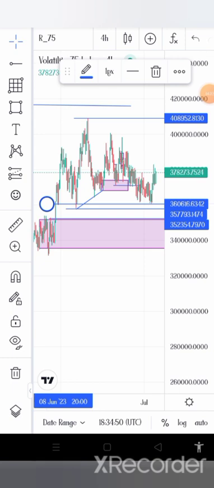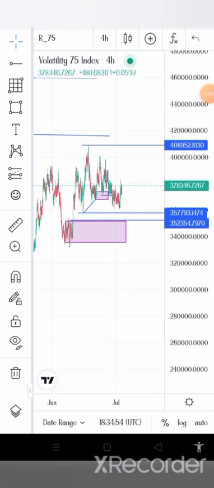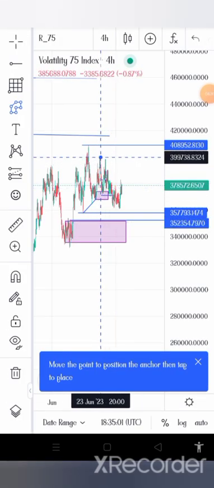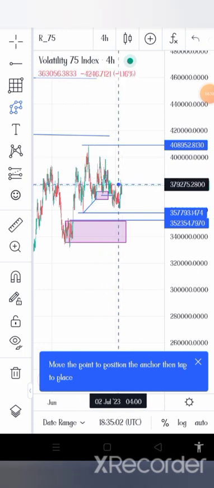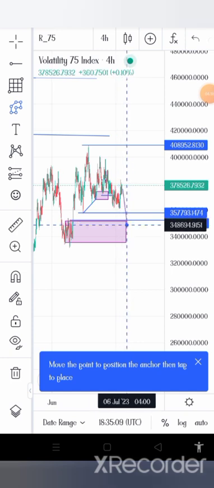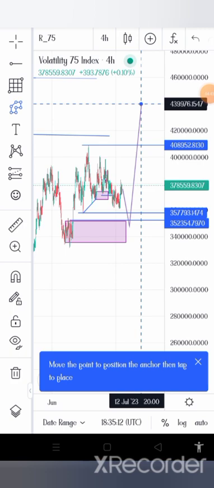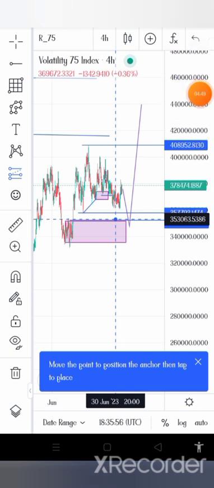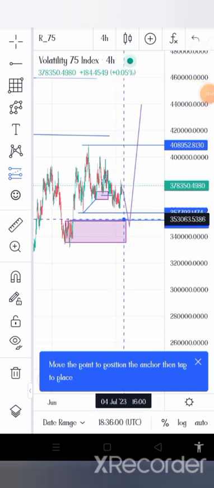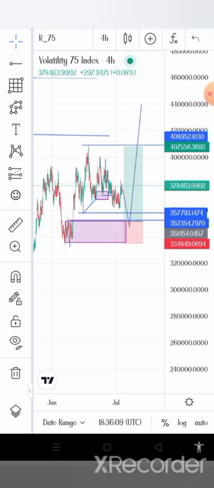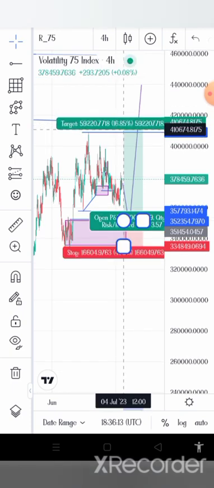Let me delete this one here. So you know price would come and sweep this downwards first and mitigate this order block, and it will go up and sweep this one up. So if we were to take this trade, we would put our long position here because we are looking to buy. Then our take profit will be at this next high, which is a liquidity level.